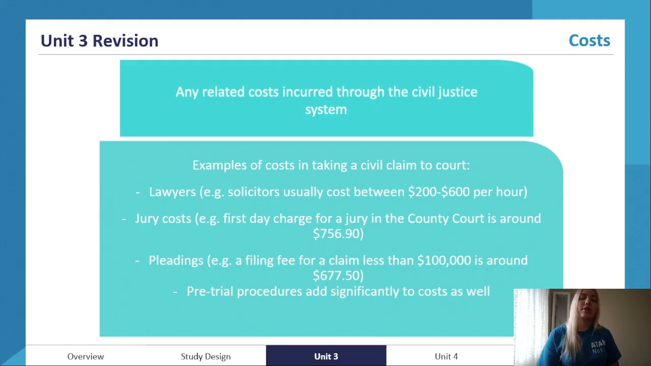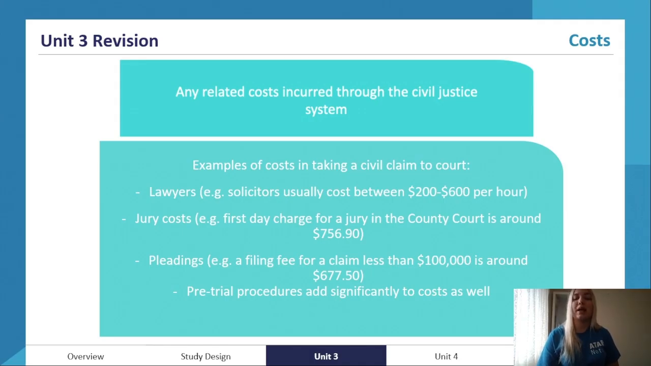So, costs come from hiring lawyers. This includes barristers to represent us in court, but also solicitors to deal with legal documents, and they usually cost between $200 to $600 per hour. Jury costs are also incredibly significant because juries are not free like in the criminal justice system. They're completely optional, and the party that requests it generally has to pay for it. Pleadings as well.